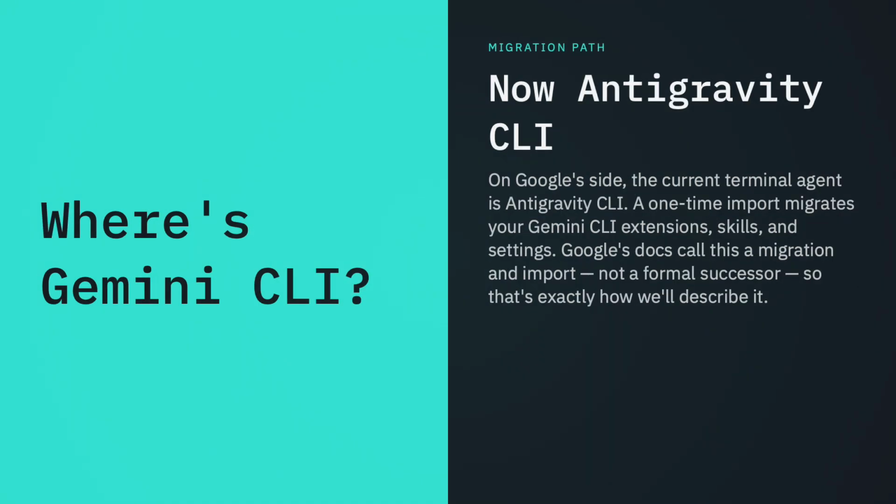You might be searching for Gemini CLI. Here's the update. On Google's side, the current terminal agent is Antigravity CLI. If you already use Gemini CLI, a one-time import migrates your extensions, skills, and settings straight in. To be precise, Google's own docs call this a migration and import, not a formal successor, so we'll describe it exactly that way. Either way, Antigravity is where Google's terminal story lives now.